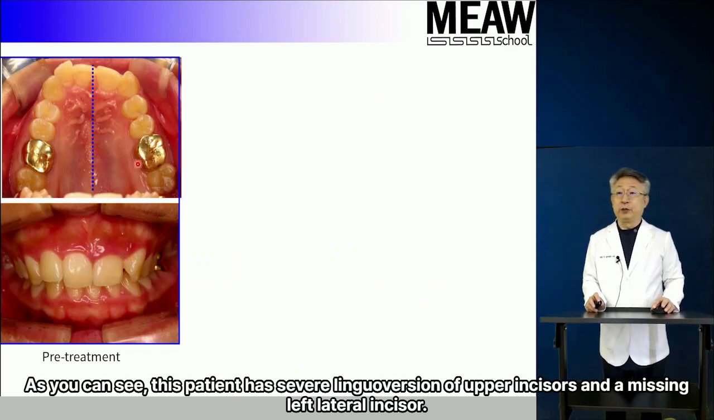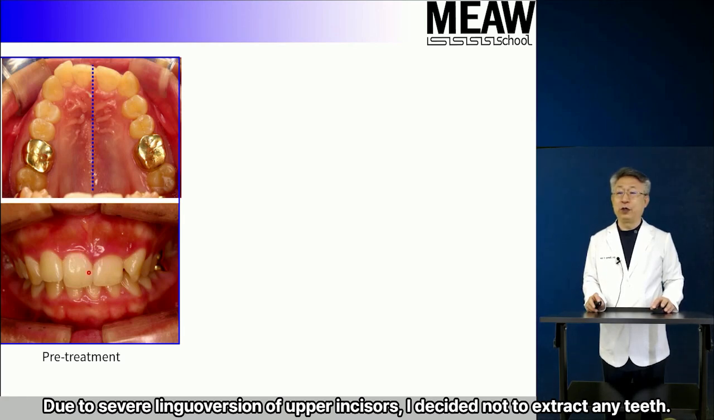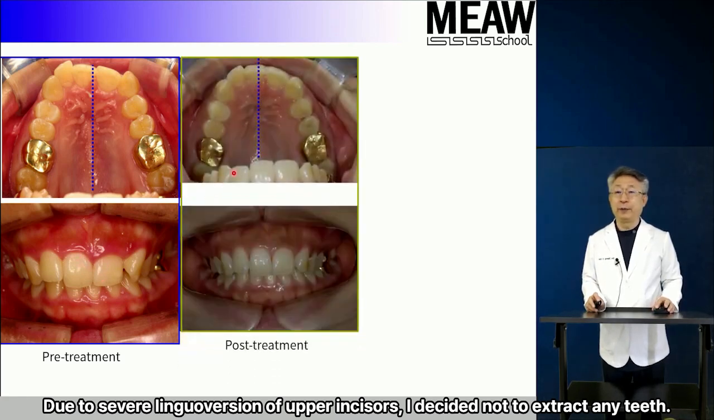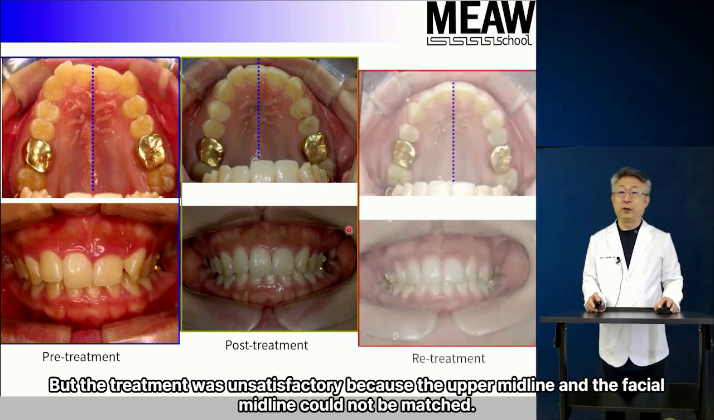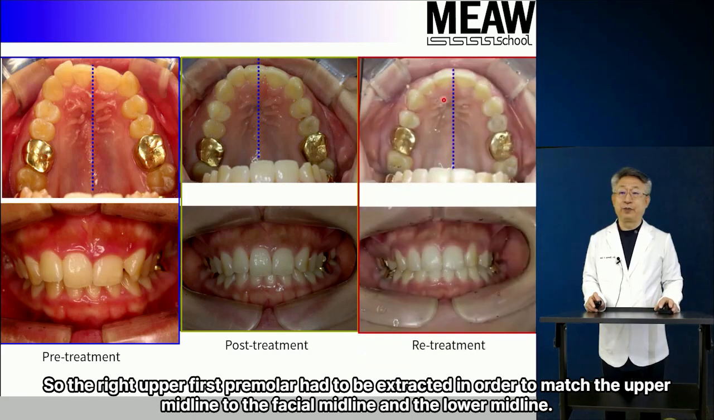As you can see, this patient has severe linguversion of upper incisors and a missing left lateral incisor. Due to severe linguversion of upper incisors, I decided not to extract any teeth, but the treatment was unsatisfactory because the upper midline and the facial midline could not be matched. So the right upper first premolar had to be extracted in order to match the upper midline to the facial midline and the lower midline.